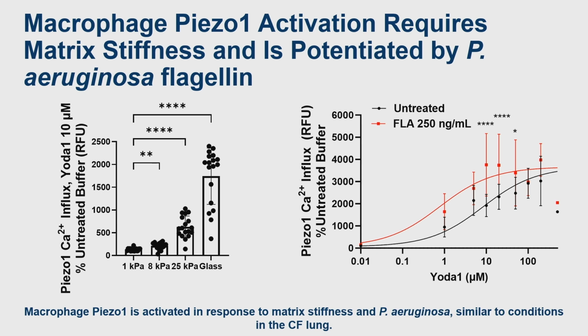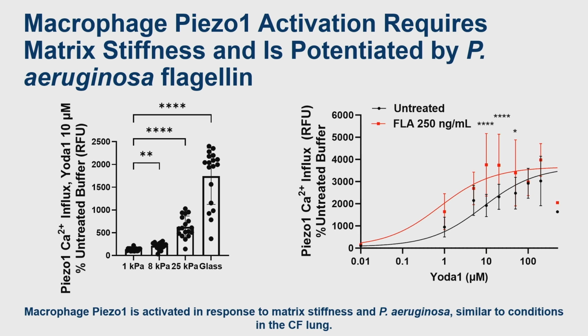And then in our second graph, you can see two dose-response curves. The black is the YOTA-1 alone group, and then the red represents the Pseudomonas aeruginosa flagellin treated group. And you can see in this group, there's a shift of the dose-response curve to the left, indicating that for a given dose of YOTA-1, we see higher piezo-1 activation if the macrophages have been pretreated with flagellin. And so these data indicate to us that in a stiff environment, as well as an environment with Pseudomonas aeruginosa flagellin, we see heightened piezo-1 activation.